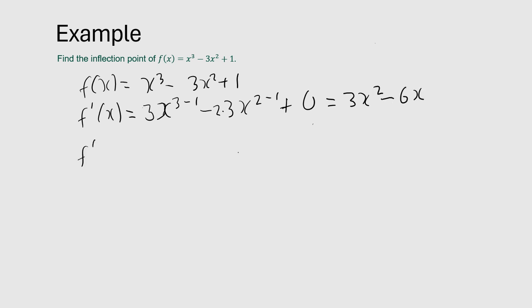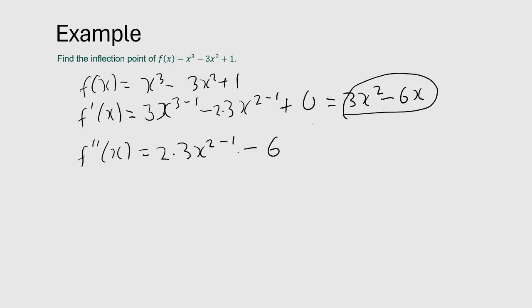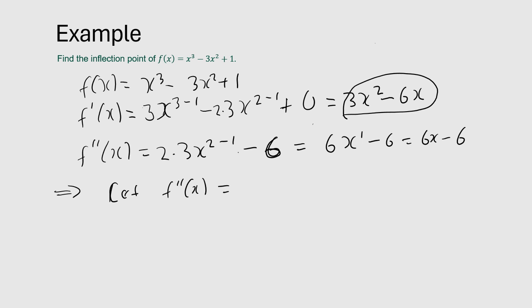Then the second derivative: we take the derivative of 3x squared minus 6x. So we have 3 times 2, x to the 2 minus 1, minus, since it is 6x, we just take the constant 6. So this is 6x minus 6. To find the point of inflection, we let f prime prime of x, which is 6x minus 6, be equal to 0.